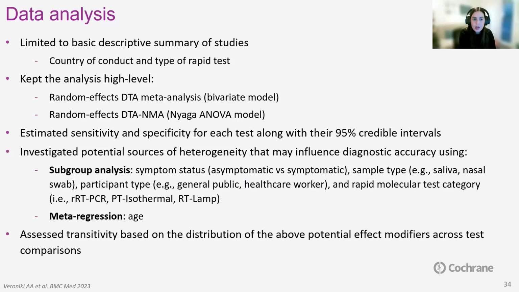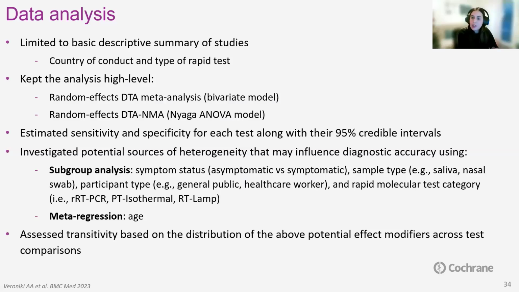and we also provided the estimates of between-test and between-study heterogeneity. We also aimed to explore heterogeneity, so we visually inspected the forest plots and we investigated predefined potential effect modifiers. So we conducted some subgroup analysis according to that and some meta-regression. And we also aimed to assess the transitivity assumption in each of the networks.